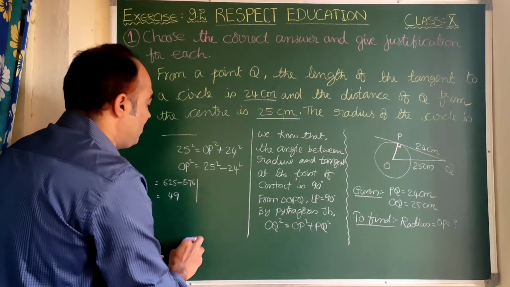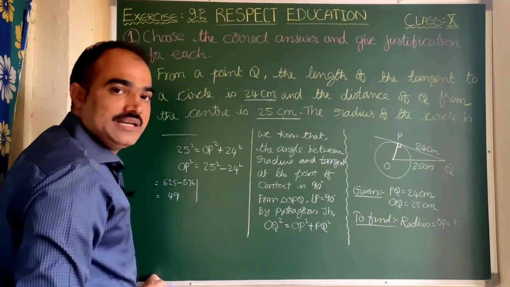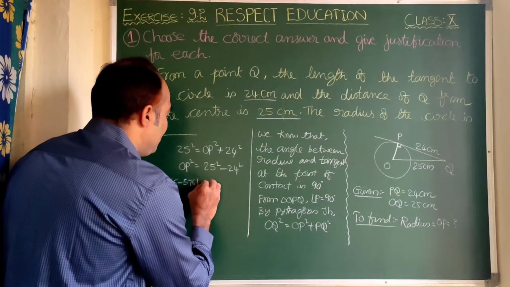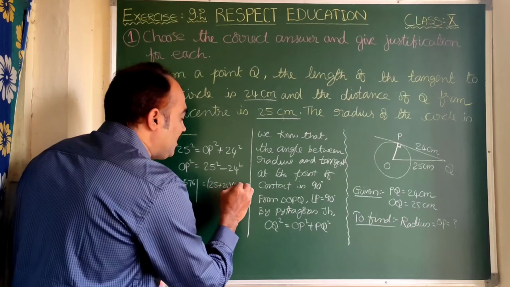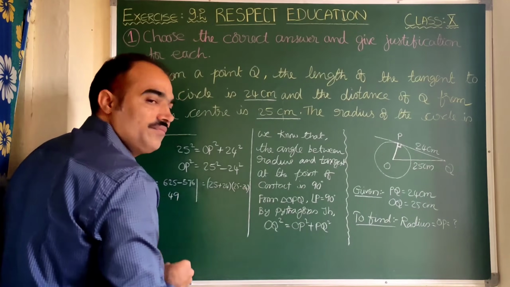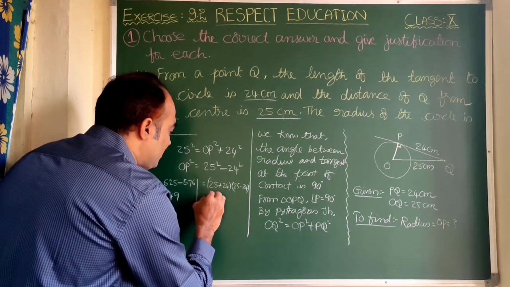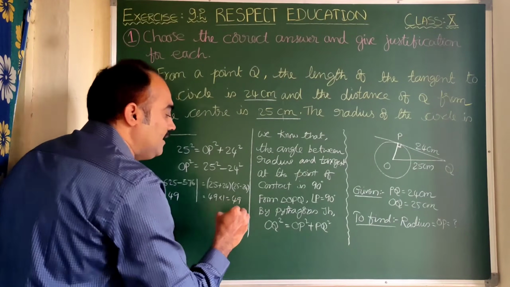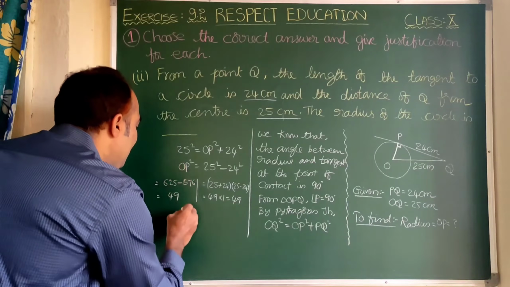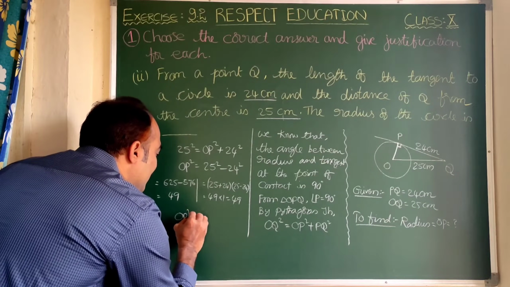And the other way of solving is a square minus b square is (a plus b) into (a minus b). So a plus b means 25 plus 24, into a minus b, 25 minus 24. So it is 25 plus 24 is 49 into 1. So this is also 49. You can do any one of the methods. So finally OP square is 49.